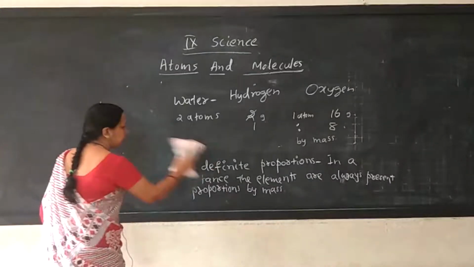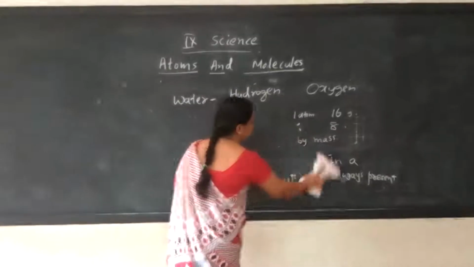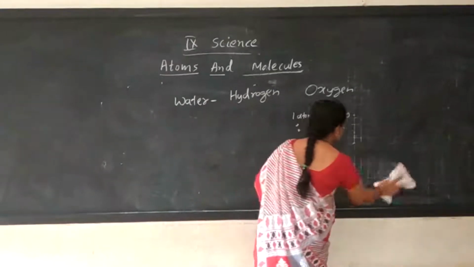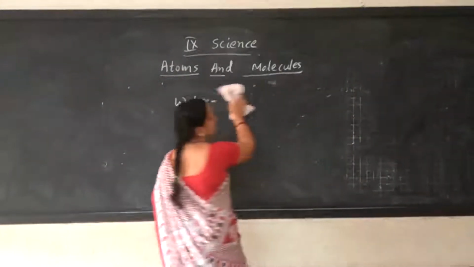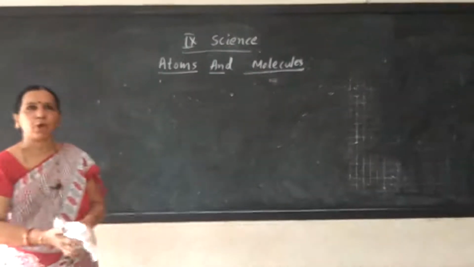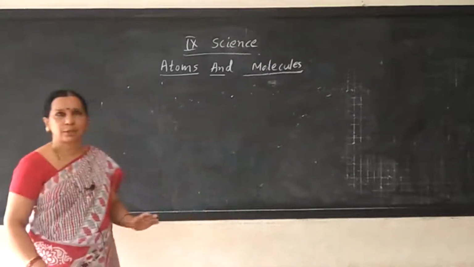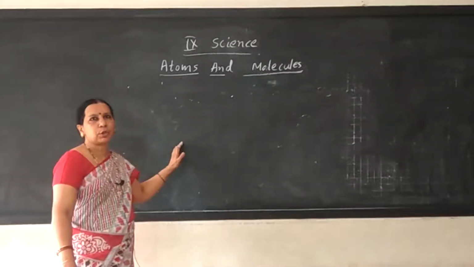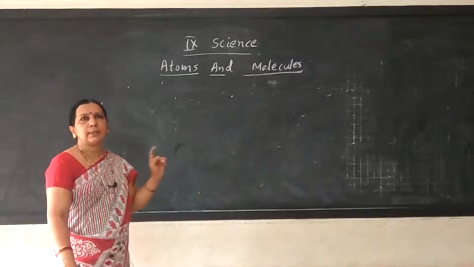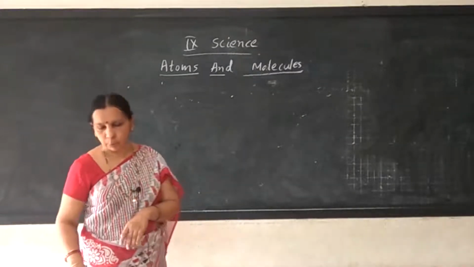And you have learned that after these experimentations, John Dalton proposed atomic theory. You have learned in your previous class about the postulates of Dalton's atomic theory. You have to write those postulates in your notebook. That is your home assignment. Write the postulates of Dalton's atomic theory in your notebook.